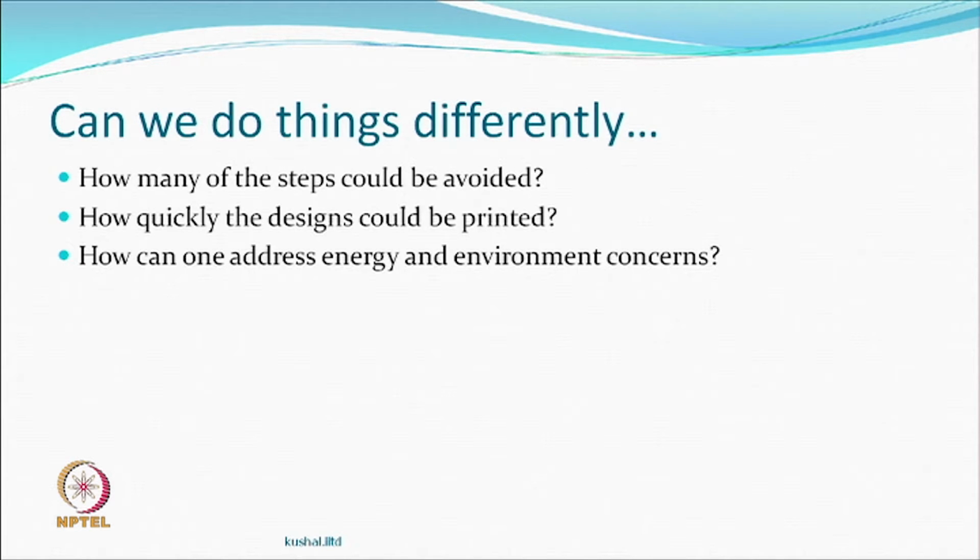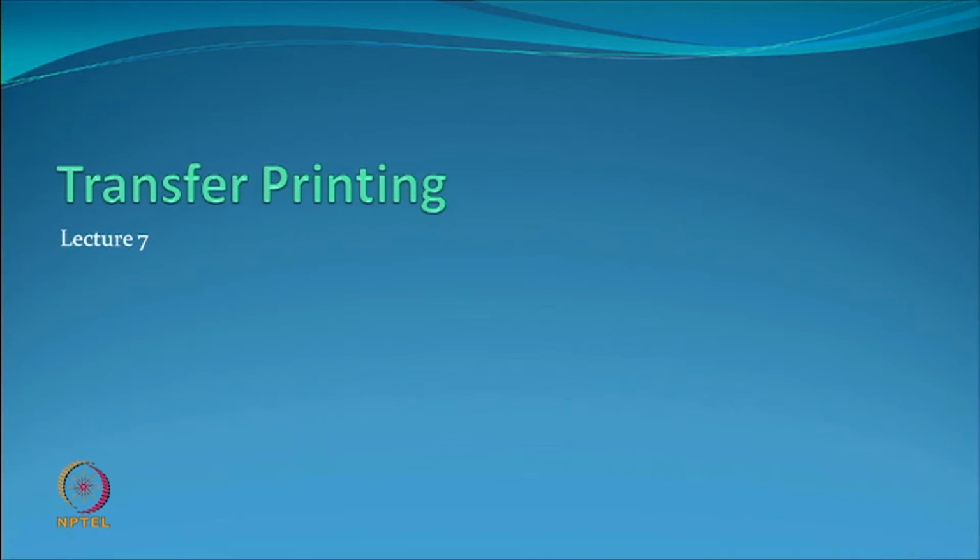So, how does one do this process which can probably address some of these issues? This is the topic that we will start discussing, called transfer printing. As the name suggests, the printing is done somewhere else, not directly on the fabric. Till now all the printing that was being done was directly on the fabric. Whatever happens, happens. Now you are talking about, we can probably print somewhere else and then do the transfer.